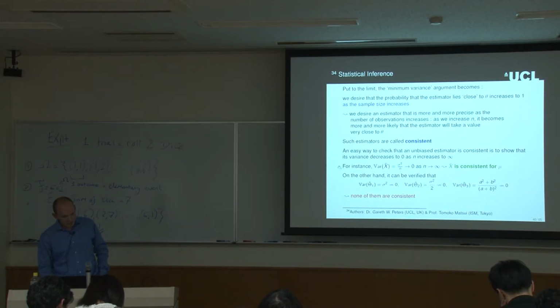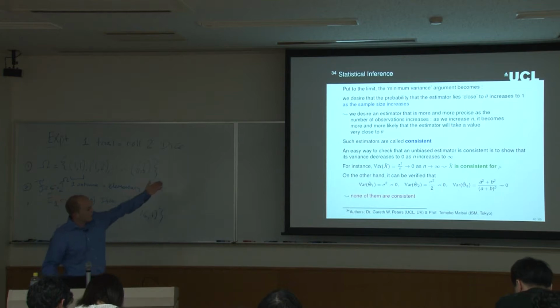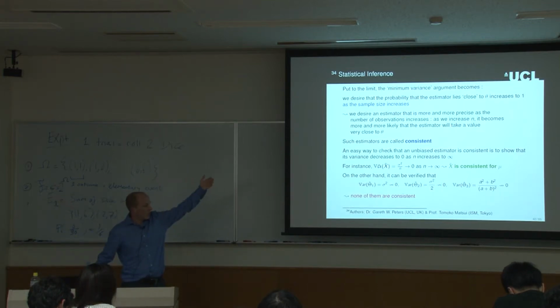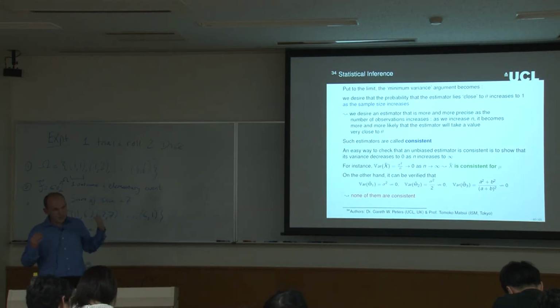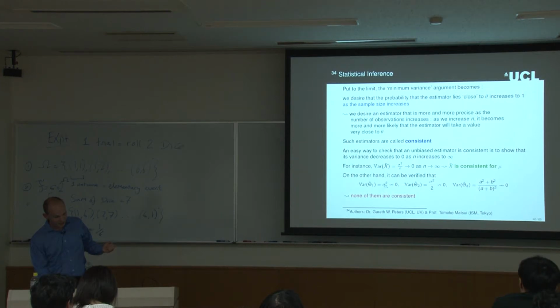This is easy to check for. For our sample mean, if we look at our variance, we see sigma squared over n. This clearly approaches 0 as n tends to infinity. So the sample mean is consistent for mu. Whereas if we look at our other estimators, all of them in fact, we can see that as n tends to infinity, these do not tend to 0. So none of these other ones are consistent. So we have unbiasedness, efficiency, and in the limit of efficiency, we have consistency.